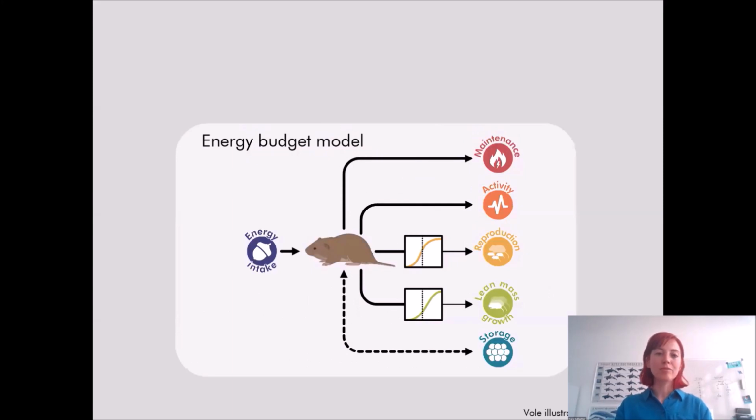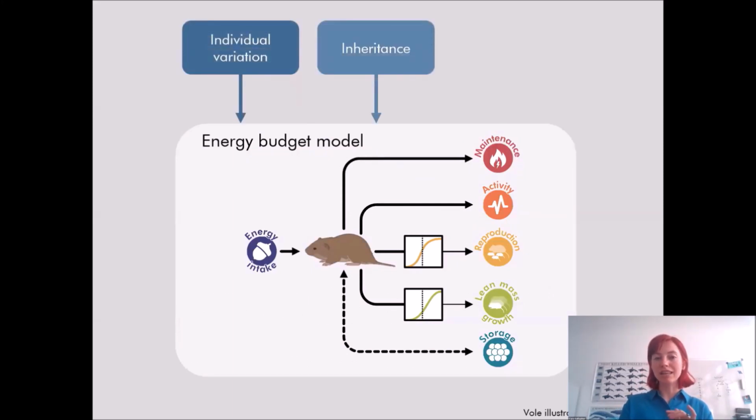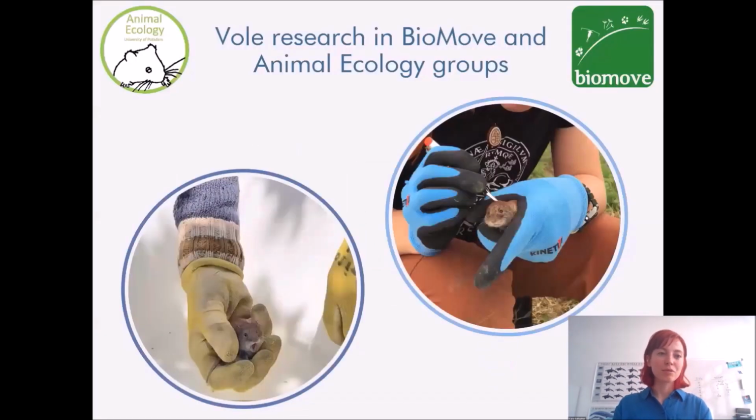All right. And so in this model, we want to look at individual variation and inheritance of different metabolic traits, how those emerge and how they influence the vulnerability of populations to changes in their environment. And then also, ultimately, we would like to look at plasticity in metabolic rates, but that is not in there yet. So this work is supported by vole research and small mammal research that's going on in two different groups at the University of Potsdam.